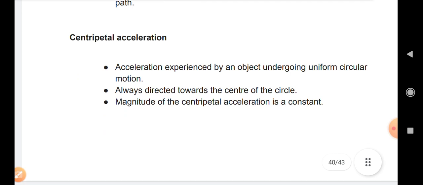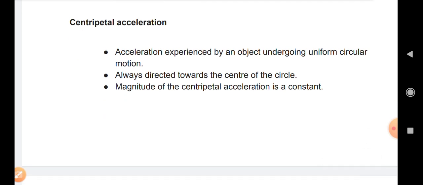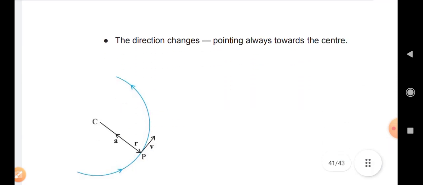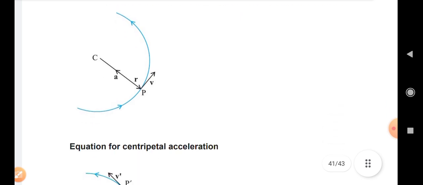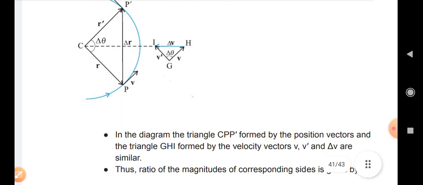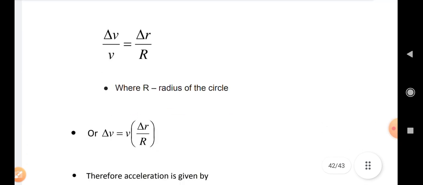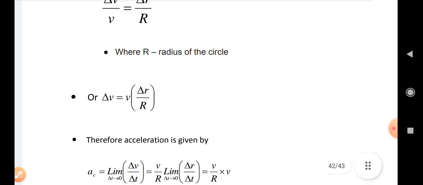Centripetal acceleration: acceleration experienced by an object undergoing uniform circular motion, always directed towards the center of the circle. Magnitude of the centripetal acceleration is constant. The direction changes, pointing always towards the center. Equation of centripetal acceleration: delta v by v is equal to delta r by r, where r is the radius of the circle.